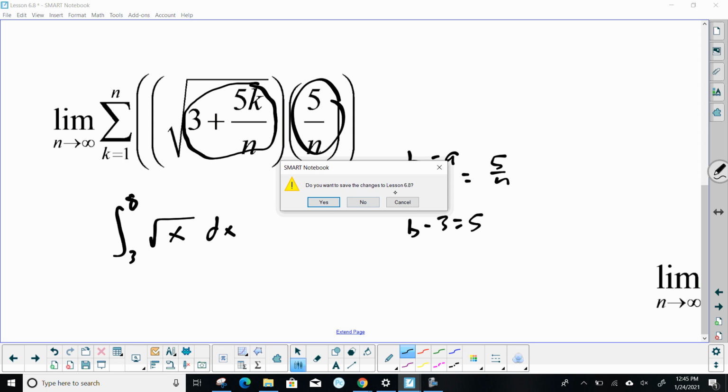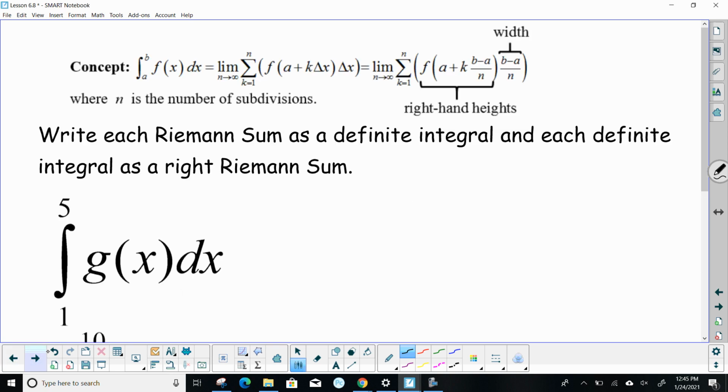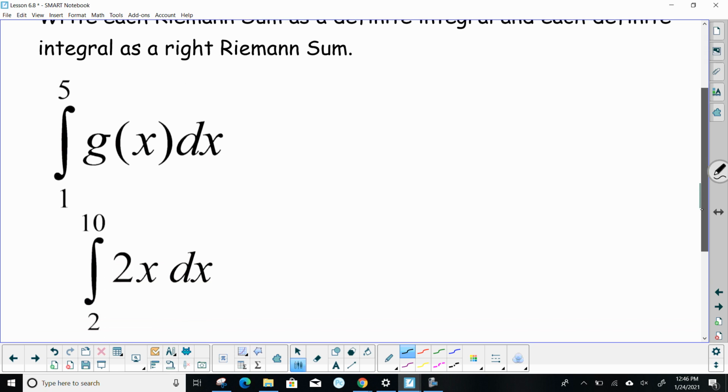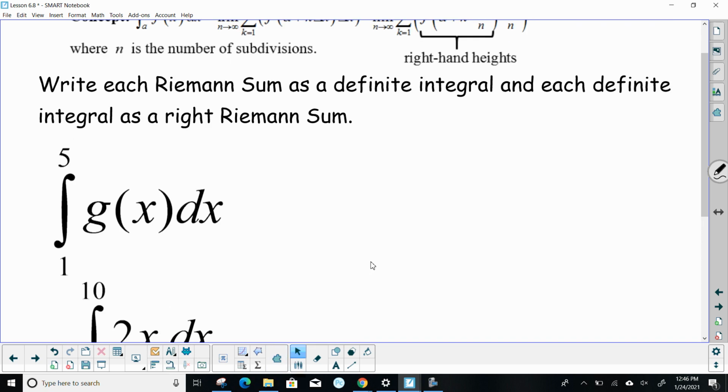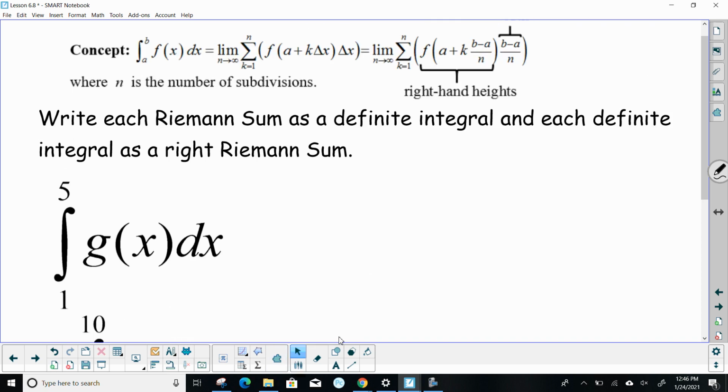Here is one that's just going the opposite direction. These are written as definite integrals, and we want to write them as Riemann sums. Let's do this one first. This one we actually don't know what the function is. If we slide up there, we'll keep that formula right up there in front of you, and we'll go through and do this together.